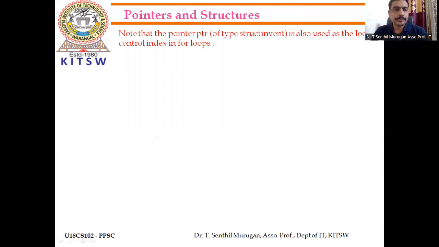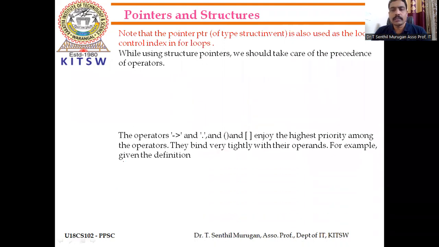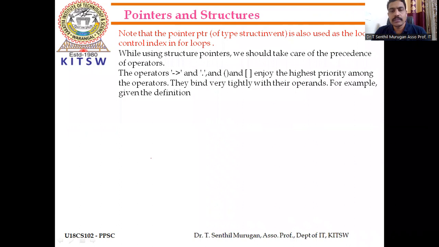Okay, so with the pointer PTR, we can also use the loop statements. Already we discussed that when we use looping statements, we can see how precedence works. So what are the operators we are using? We are using the arrow operator, the dot operator, parentheses, and square brackets. So we are using these four things.